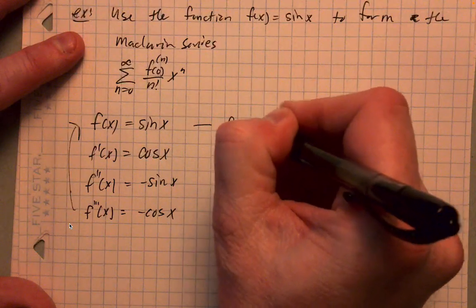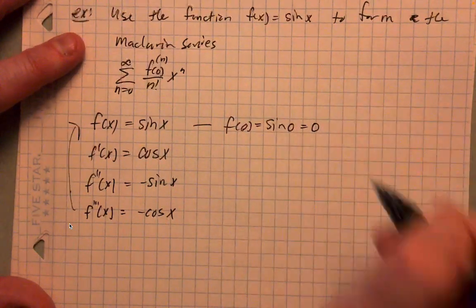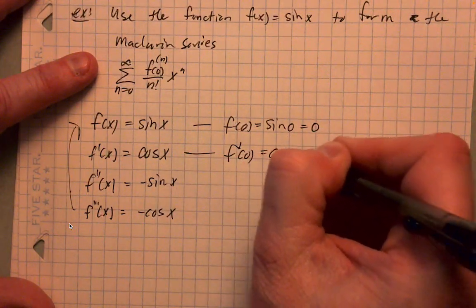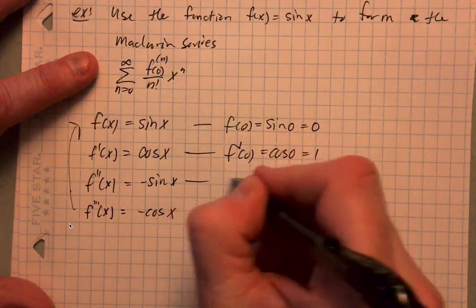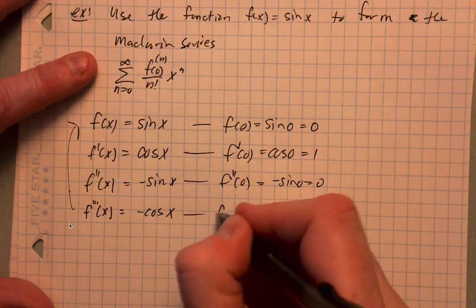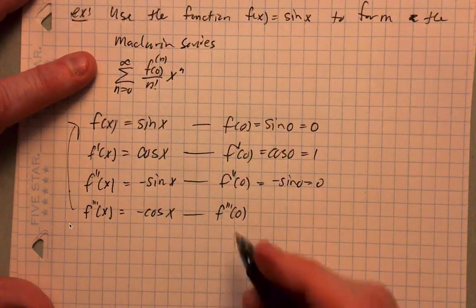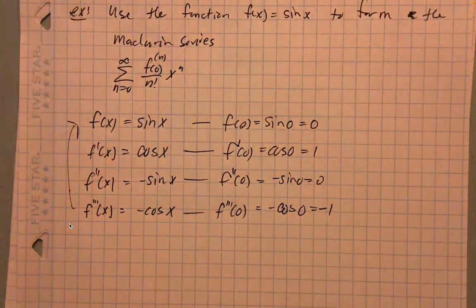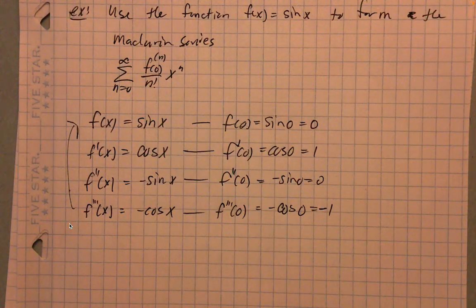So f of 0, that's sine of 0, which is 0. f prime of 0 is cosine of 0, which is 1. Then f double prime of 0 is negative sine of 0, which is again another 0. And the third derivative, f triple prime of 0, is equal to negative cos 0, which is negative 1. So the coefficients appear to be 0, 1, 0, negative 1, 0, 1, 0, negative 1, right? That's going to be the pattern as the derivatives increase. That's the piece we need.